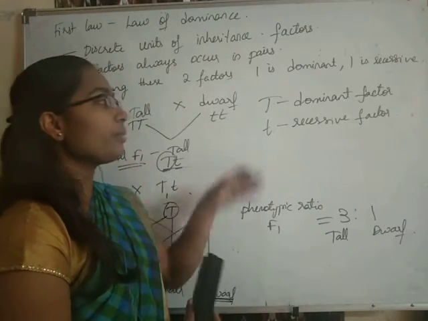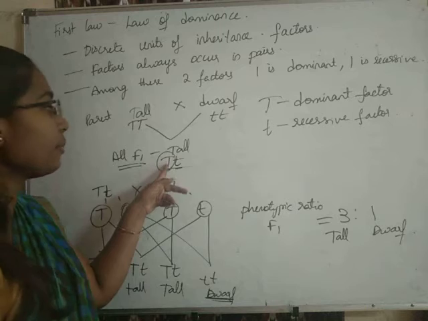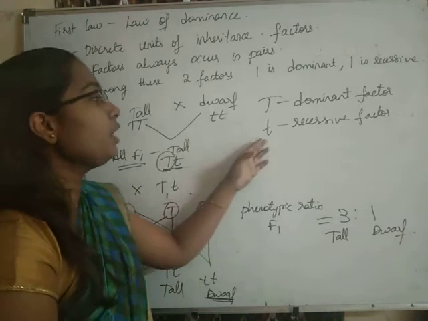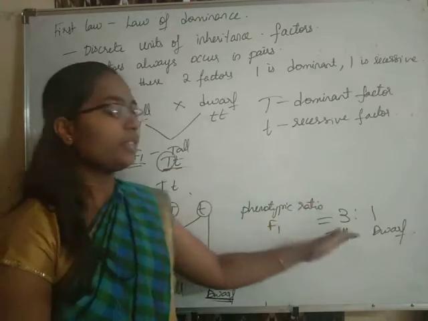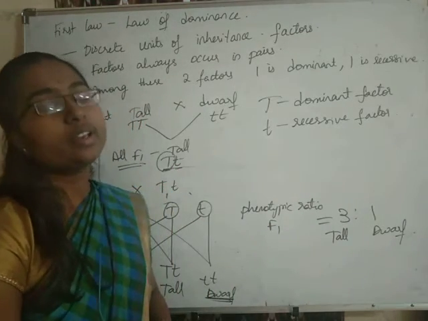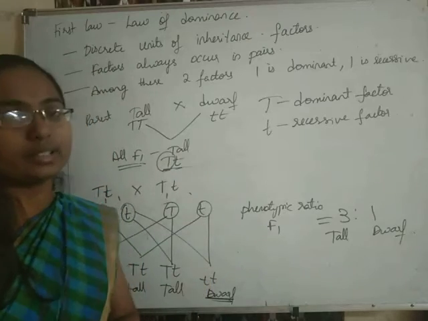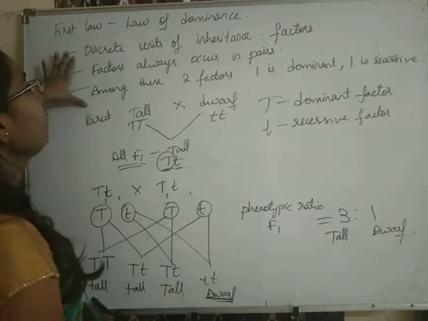From this observation, capital T is dominant because it appeared even in the F1 individuals, and small t is a recessive factor because it did not appear in the F1 directly, it appeared in the F2 generation. In this way, according to Mendel, one of the factors will definitely be dominant and one will be recessive. So this is the first law, the law of dominance.